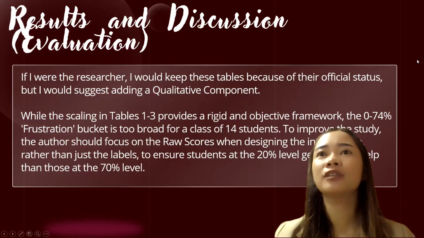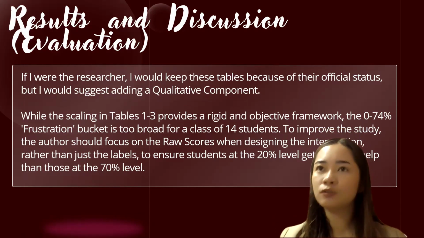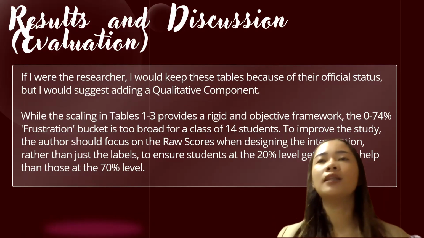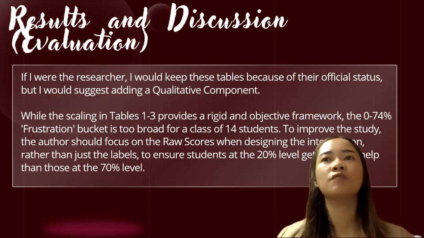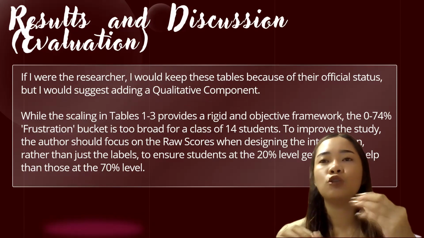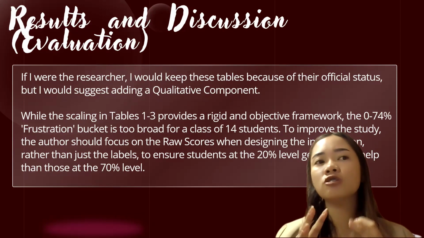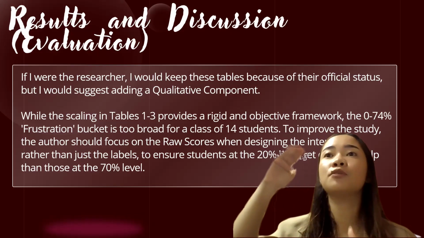Next, if I were the researcher, I would keep these tables because of their official status, but I would suggest adding a qualitative component. While the scalings in Tables 1 to 3 provide a rigid and objective framework, the 0 to 74% frustration bucket is too broad for a class of 14 students. To improve the study, the author should focus on the raw scores when deciding the intervention rather than just the labels, to ensure the students at the 20% level get different help than those at the 70% level.